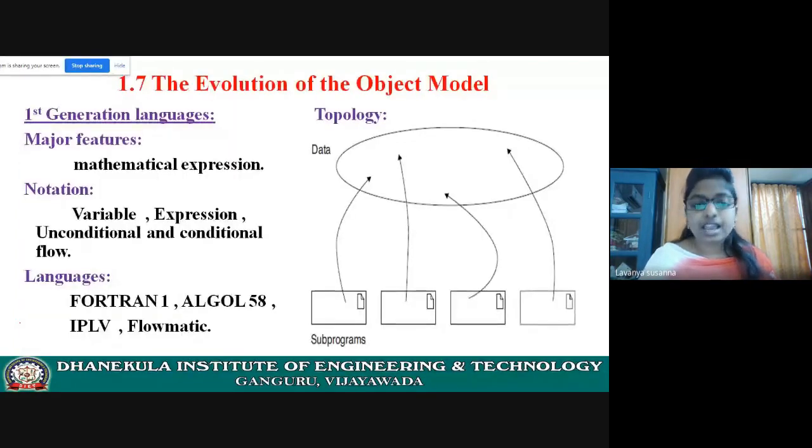Half of your first unit is completed. The chapter complex system is completed. Please revise it. Please study the material and also the textbook. Already I have mailed the textbook. Please refer to the textbook and also my material. You can see it in Moodle and in the WhatsApp groups also. Already I have messaged the Unit 1 notes and syllabus. From next class onwards, I will start the object model, the next chapter in this unit.